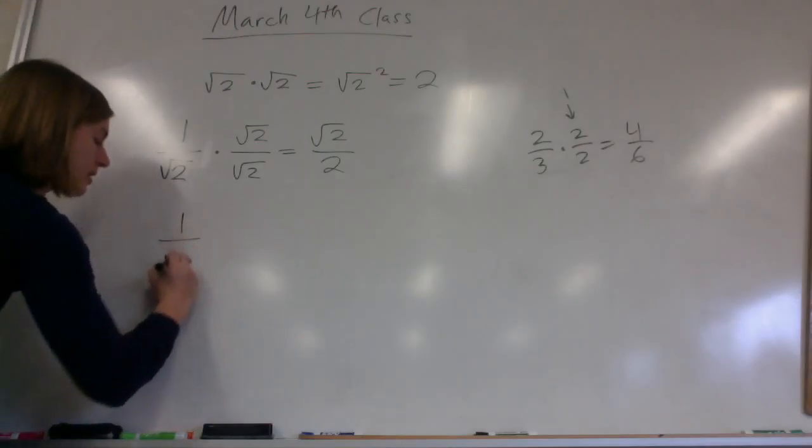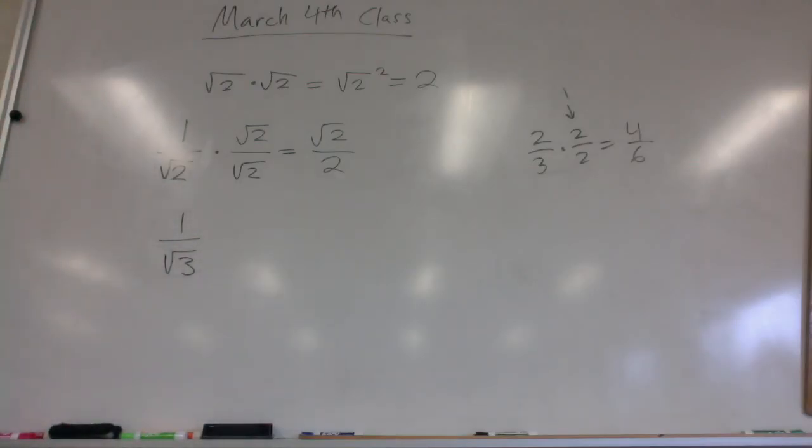So why don't you guys try that one? 1 over the square root of 3. Go ahead and try that one. What if the numerator is not one? We'll get there. Could logic apply where you need three of the square root of three? Mm-mm. You're square rooting three. You only need two of them. Let's just multiply by square root of three over square root of three. That's correct. Okay. Questions?